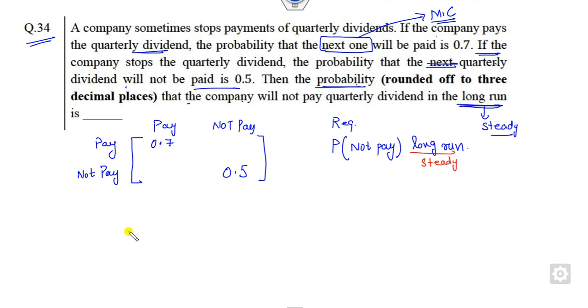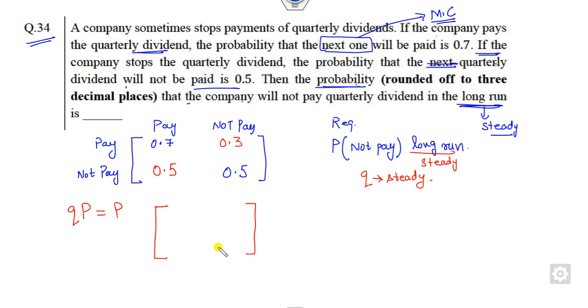There are two methods. If I say Q is my steady state probability, then your target is to find QP equal to Q. The sum will be 1, so you can complete this value here. One way is that you can solve it manually, but I will tell you the shortcut trick.